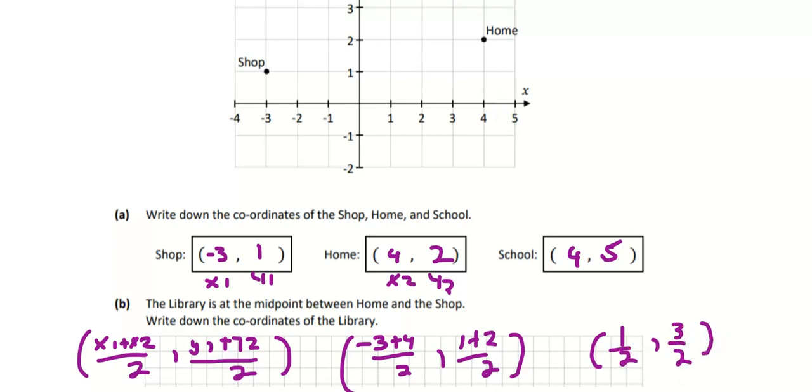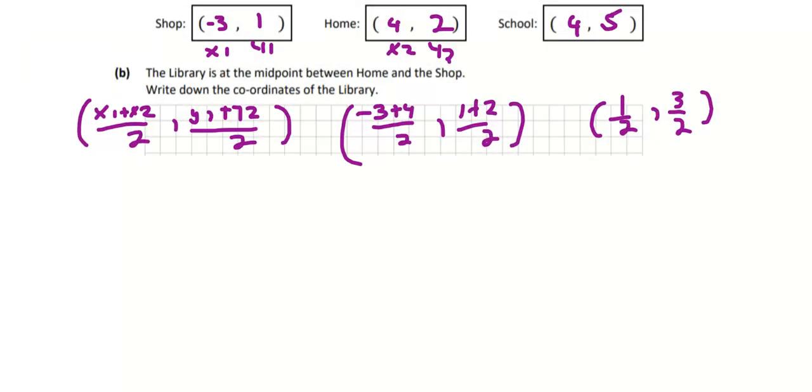Okay. So 1.5 and a half and 1.5. So a half is here, 1.5 is roughly there. So that's my library. Okay, done. Next thing.